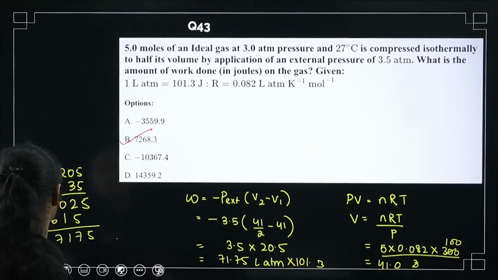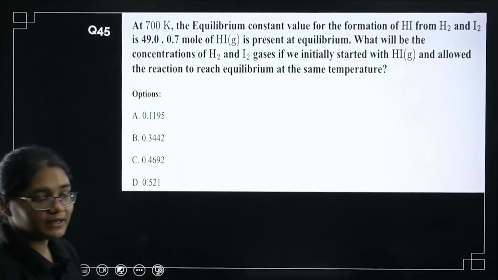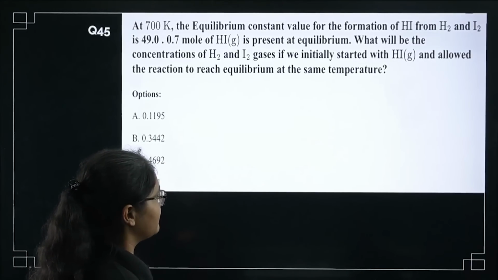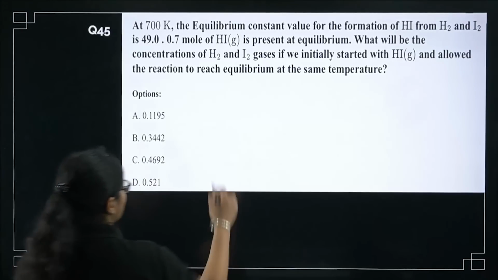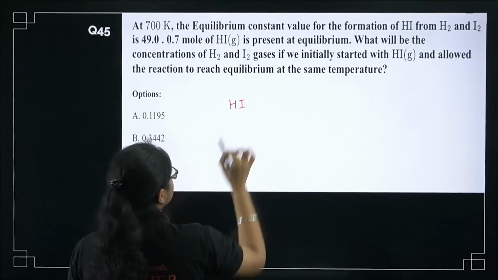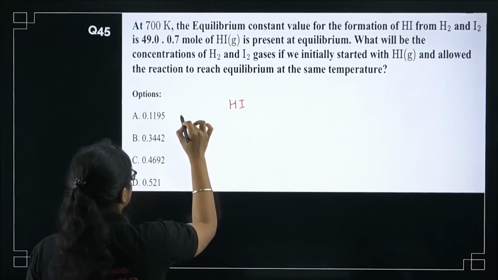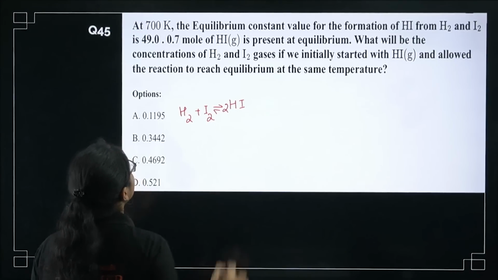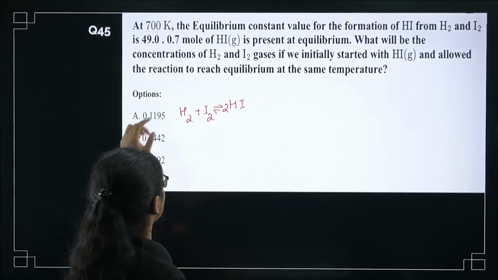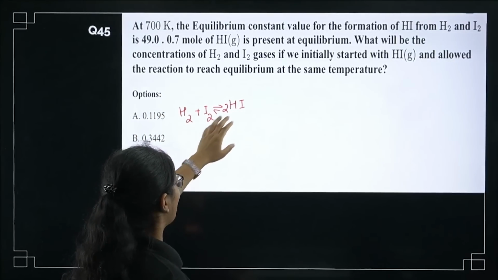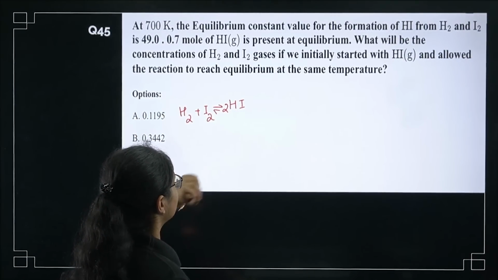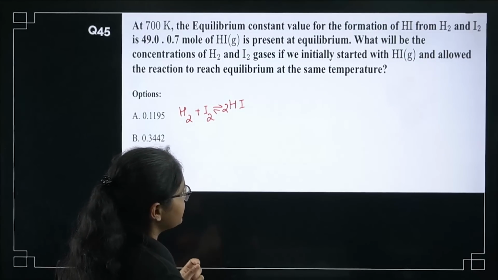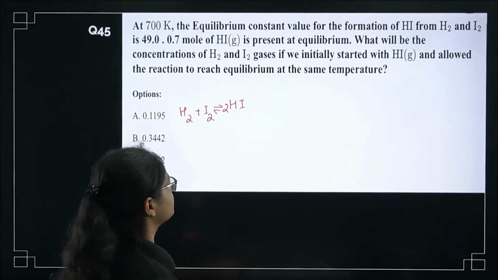Now moving to next question, number 44, from equilibrium. At 700 Kelvin, the equilibrium constant value for the formation of HI from H2 and I2 is 49. If 0.7 mole of HI is present at equilibrium, what will be the concentrations of H2 and I2 gases if we initially started with HI and allowed the reaction to reach equilibrium at the same temperature?